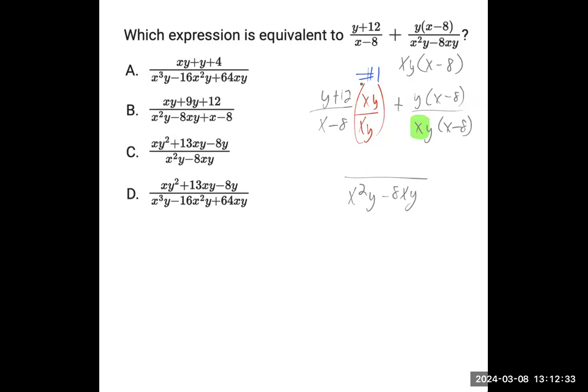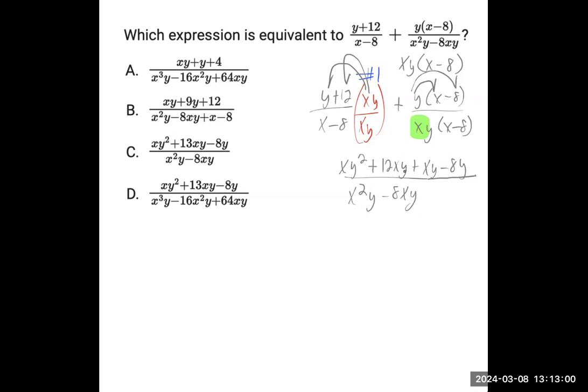So if we distribute that, xy times y is xy squared. 12 times xy, 12xy. Y times x, xy. That should be in alphabetical order. That way we see the similarities between pieces that are in fact similar. And last but not least, y times negative 8, negative 8y.